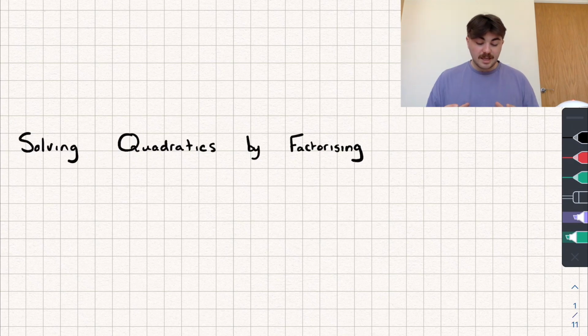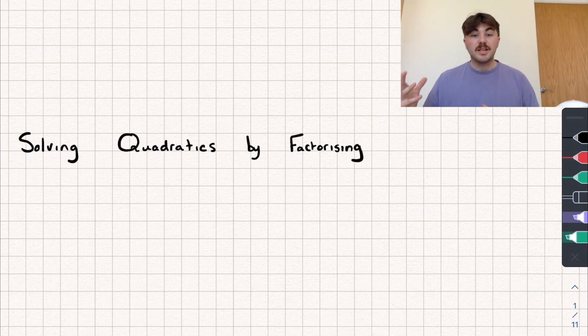Hello, in this video we're going to be taking a look at solving quadratics by factorising. This is something that you will have done a lot of in GCSE maths probably, but it's also something that comes up quite a lot in A-level maths. So it's important that you've got a really good understanding of how this method works, and you're also really confident when it comes to answering these sorts of questions. So hopefully this video is going to help with that.